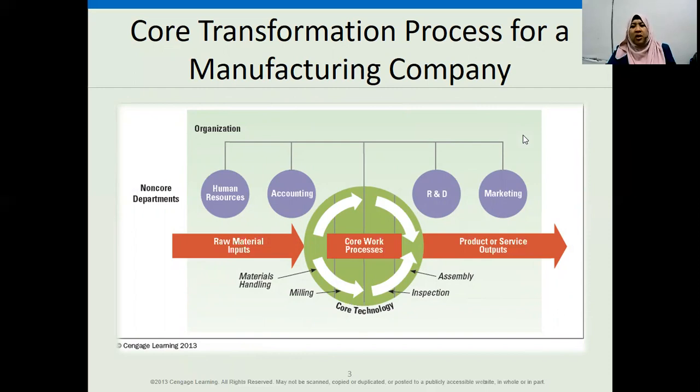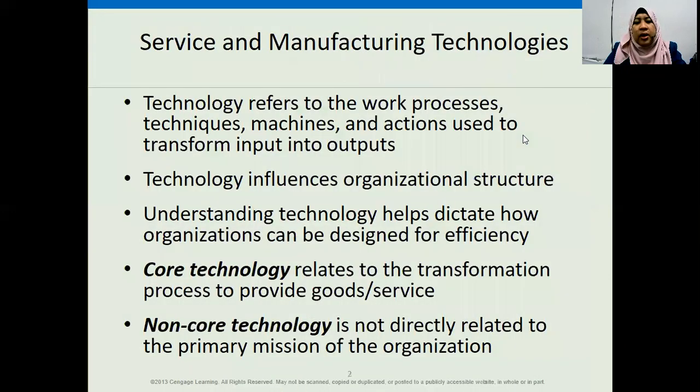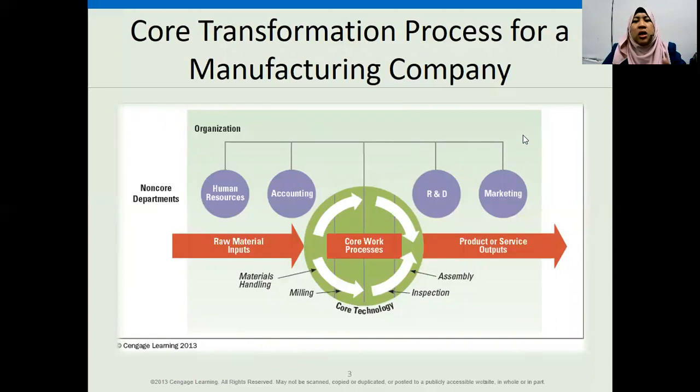So basically in the company we do have human resource, accounting, R&D, and also marketing. As you can see from here, this is a non-core department, whereas the core department involves raw materials. So non-core here you can relate to non-core technology. Human resource, accounting, R&D, marketing, they do get involved, but not directly. They manage those people, for example recruiting the labor, right? That is tasked by human resource.